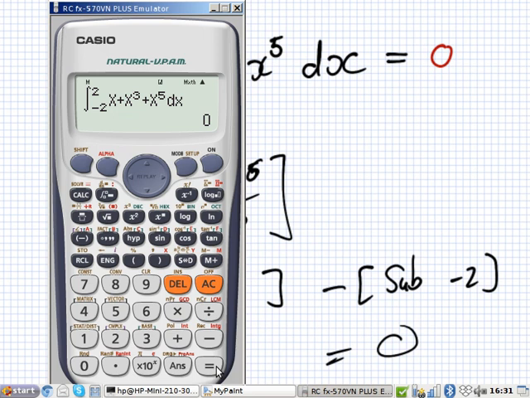How many people actually have this function on their calculator? Anyways, look, you can use whatever calculator you want, but I think this is the most helpful one for the exam.